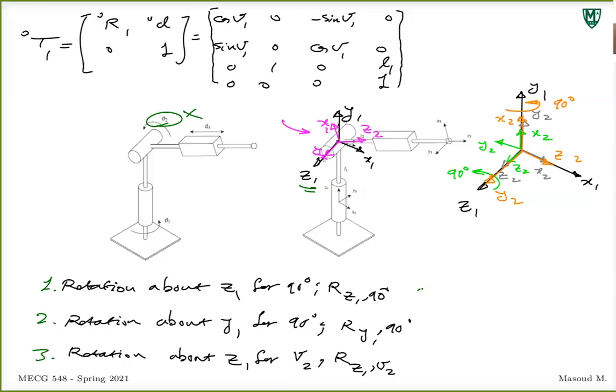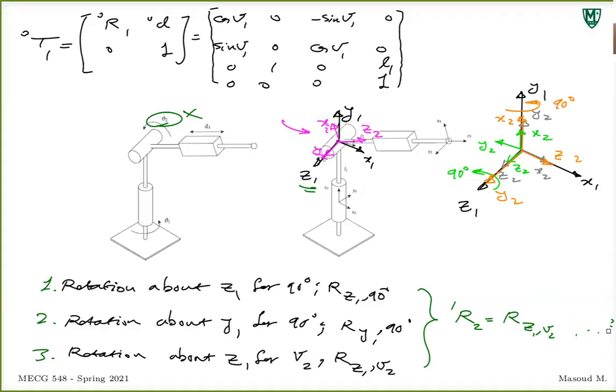So you get your rotation matrix by multiplying three rotation matrices, transforming the coordinates from 2 to 1. You can find this by starting from the last one as the first multiplication. That part hopefully you remember. When we have multiple rotations, we start from the last one: RZ1 V2 multiplied by RY1 90 degrees multiplied by RZ1 90 degrees.